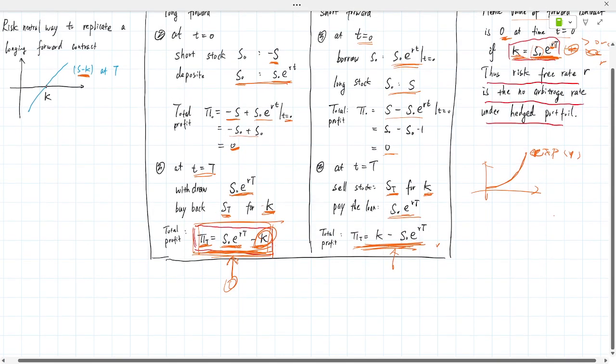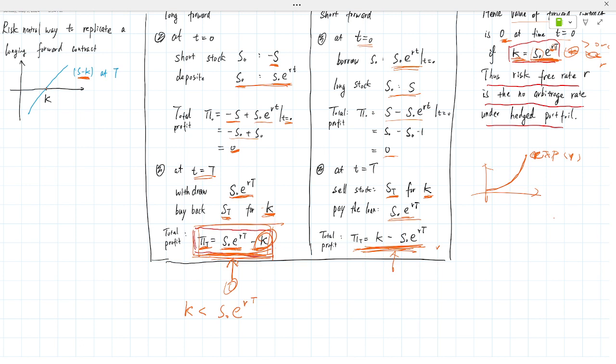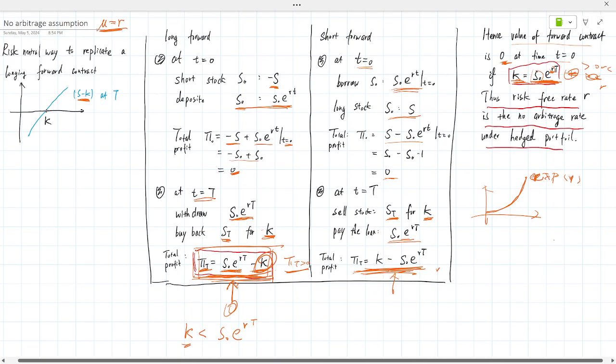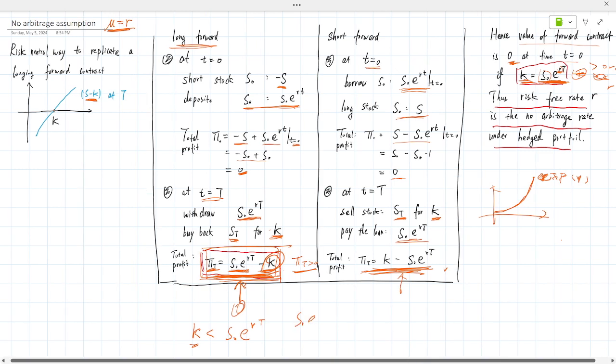Because if you just exercise this, with K less than S naught e to the r tau, what do we do? Then this Pi t will be greater than 0. Then we will buy a whole lot of this. Because it's risk-free, we can just leverage to infinity theoretically, buy a whole lot of that, and get a risk-free return of S naught e to the rT minus K.